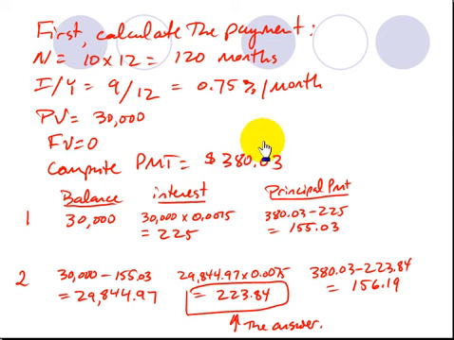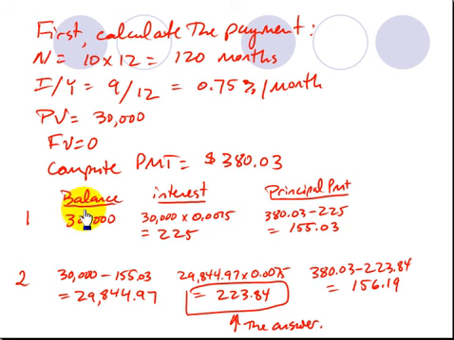Now the next thing that we want to do is figure out how much of that payment is interest and how much of that payment is principal, and that answer changes from payment to payment. The very first payment that you make of $380.03, well, remember you owed $30,000. The interest on that loan is 0.75% a month, so $30,000 times 0.75% is $225. So of that $380.03, $225 is interest, and the balance, what's left over, 380 minus 225, that difference is the principal amount that you're repaying.